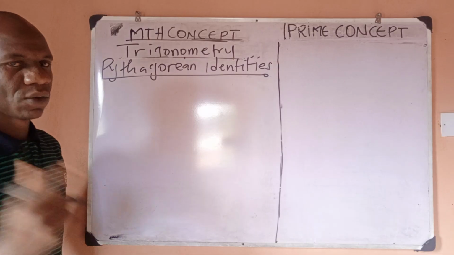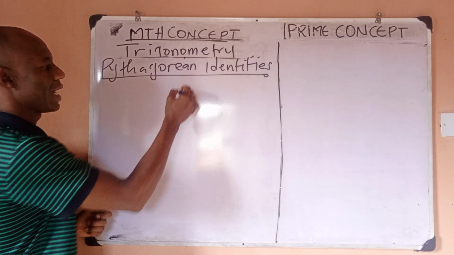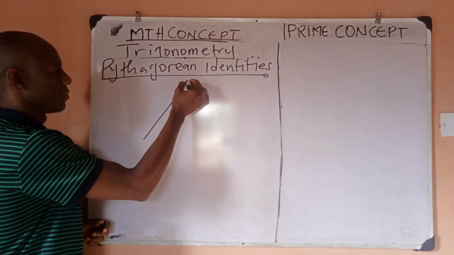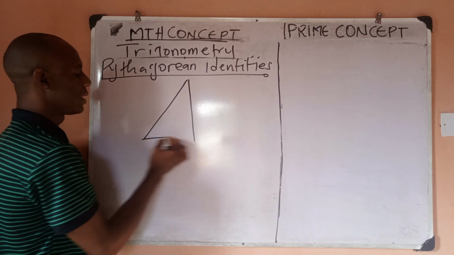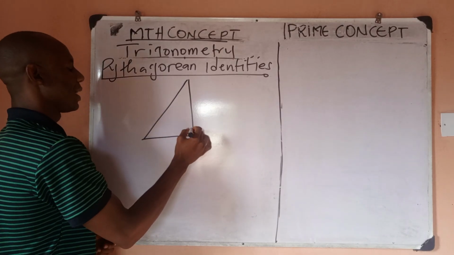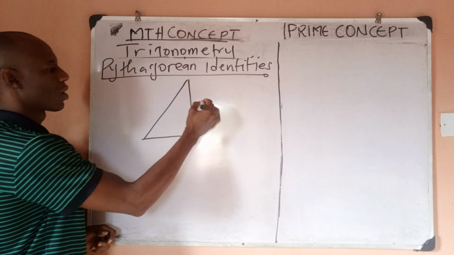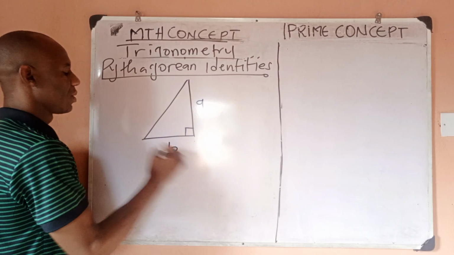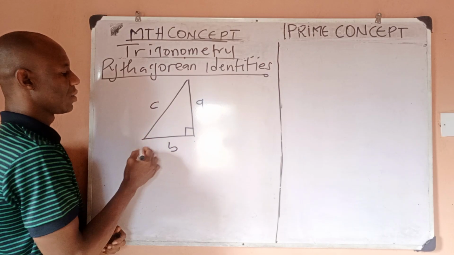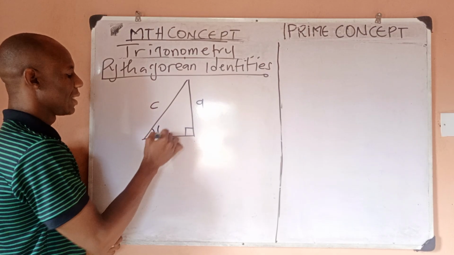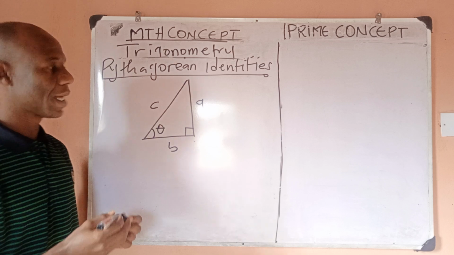Now, first, we're going to start by recalling the triangle we gave when we did basic trig identities. A right angled triangle. We called this side A, we called this side B, and we called this side C. Then this is the angle we are considering, theta.